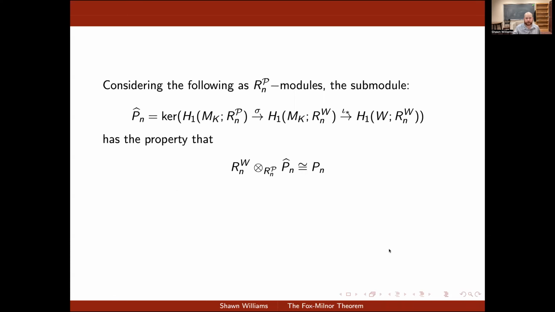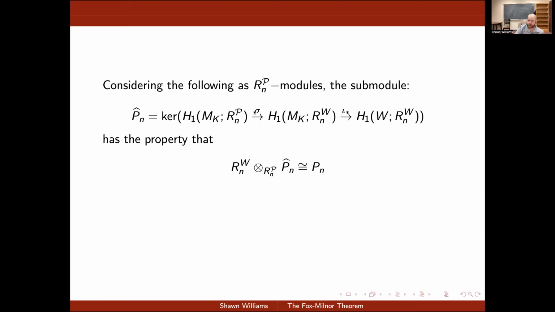Moreover, here, I guess I've been mixing up notations when I'm writing this down. These should just be P's instead of PNs. But if I take this new module P hat, the submodule P hat, to be the kernel of this composition of homomorphisms. So what I'm doing here, and I'm viewing again everything as R and P modules.